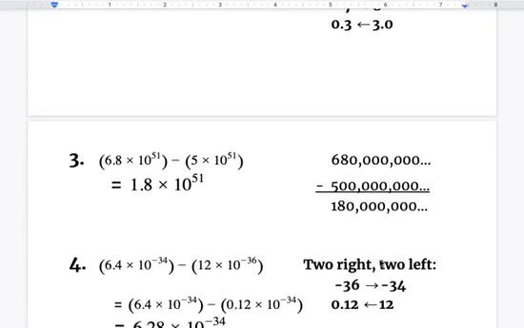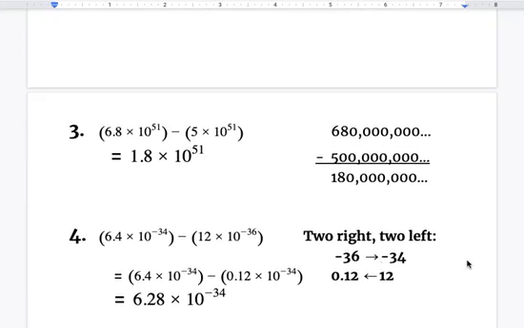Now here is our last example with subtraction and negative powers of 10 that are not matching. So we have 6.4 times 10 to the negative 34th power. That means it's a really, really small decimal. Minus 12 times 10 to the negative 36th power. Another really, really small decimal. These powers of 10 are not matching. So what I'm going to do is I'm going to make them match.